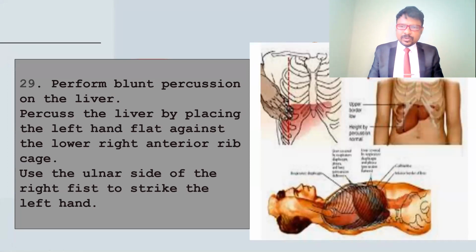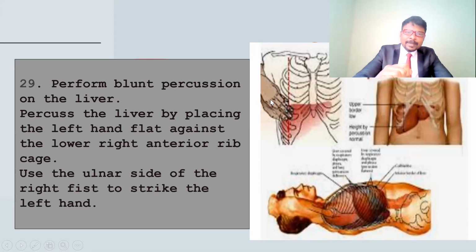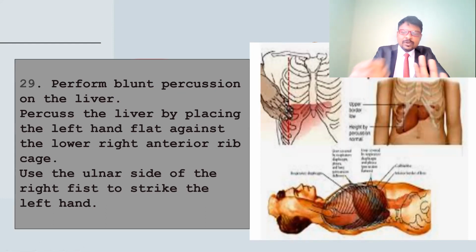If you check with these percussion techniques, we can find where there is dullness and where there is high resonance. Perform blunt percussion on the liver. Percuss the liver by placing the left hand flat against the lower right rib cage. You place the hand here, and this is going to be blunt percussion. We do blunt percussion with the ulnar side of the right fist, striking over the left hand. When you strike here, what sound do we find? Is it dull or resonant? That is the percussion method.